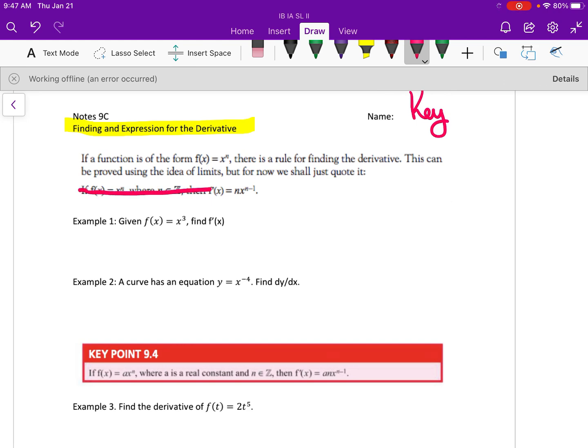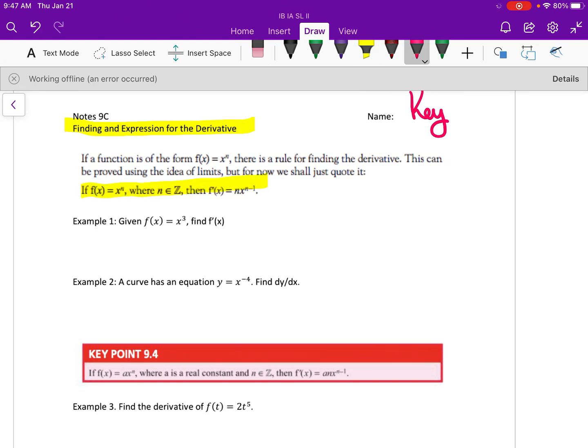Here's the rule. Oops, helps if I use a highlighter and not a pen. Here's the rule, okay? Basically, what you do is you take your exponent, bring it to the front, so you're bringing your n to the front, and then subtracting your power by 1. And I'll show you what that looks like.